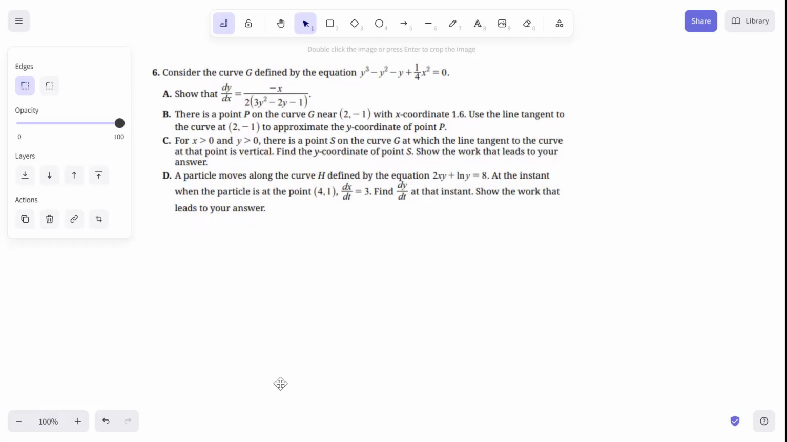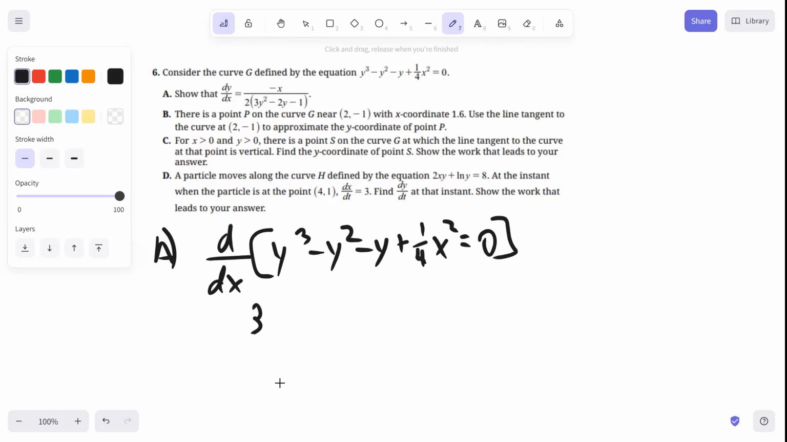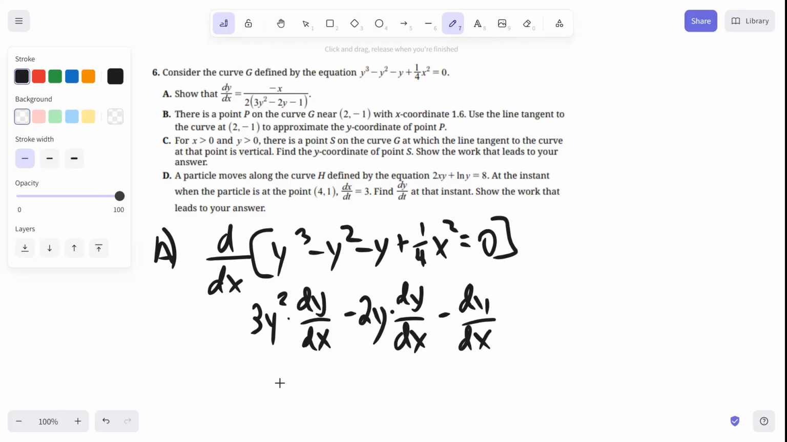Number 6, we have an implicitly defined function, and in part A, we are to show what the derivative is equal to. So when we're showing our work here, we just do the derivative with respect to x of y cubed minus y squared minus y plus 1/4 x squared equals 0. Taking the derivative, you would have to use implicit differentiation. So that'd be 3y squared times dy/dx minus 2y times dy/dx minus dy/dx plus the derivative of 1/4 x squared, which simplifies to 1/2 x, equals 0.